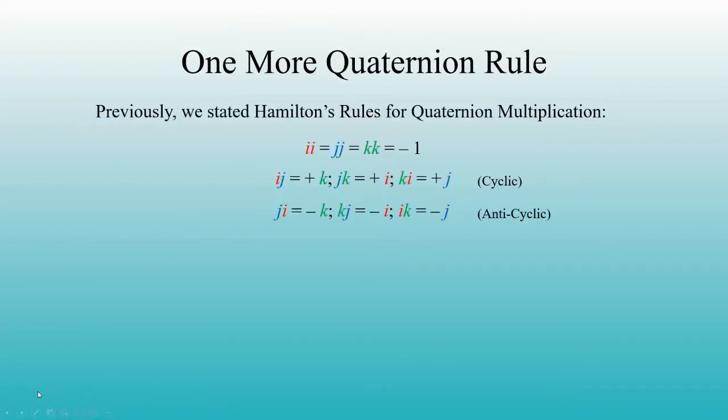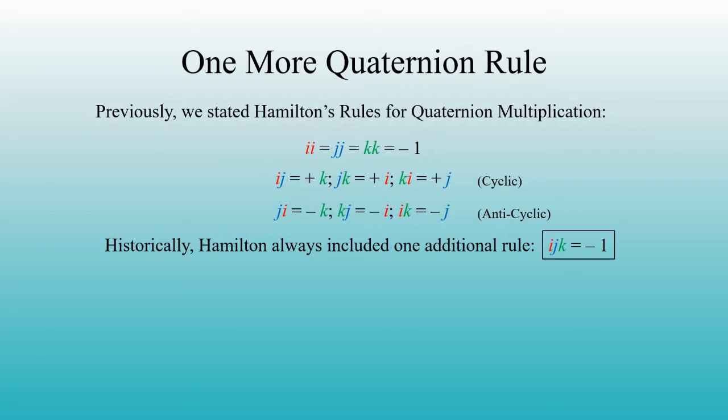Hamilton himself certainly thought it was a big deal. Previously, I stated the IJK multiplication rules that he invented/discovered, but if you go and look up quaternions, you will always find an additional rule, that is IJK equals -1. Now, in fact, this is redundant. If you have the other rules, you don't really need this one. I think he included it to tacitly make the statement that quaternions do have the associative property of multiplication.